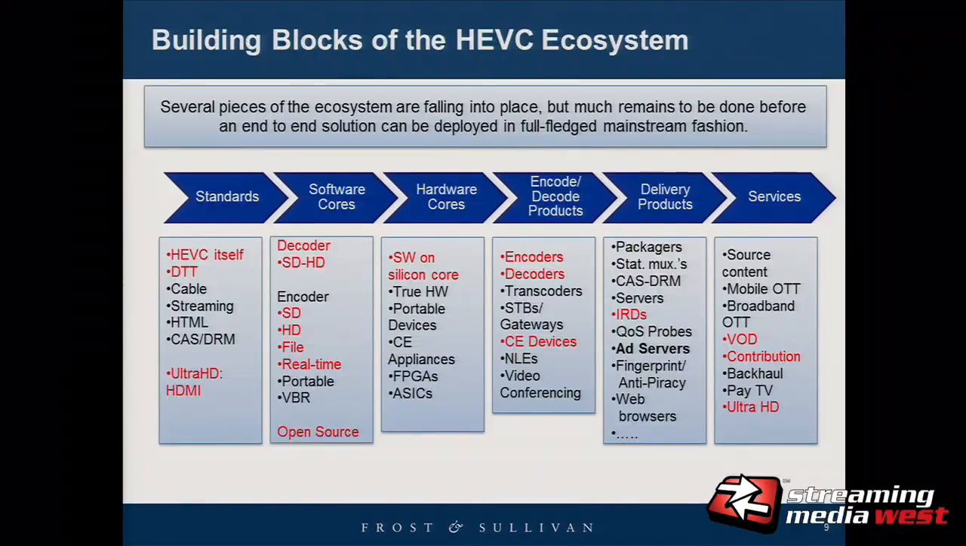So we had an all-black version of this slide last year where we were saying a lot of pieces have to fall into place for the services to happen. What you're seeing highlighted in red are the pieces that are starting to come to fruition. Obviously, we have a long way to go before the end-to-end ecosystem is comparable to AVC, but we're starting to get there.